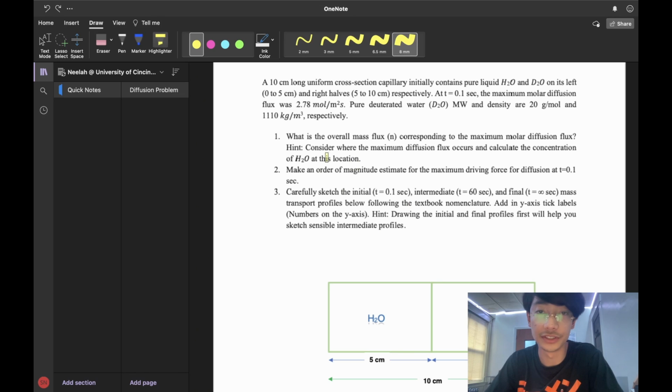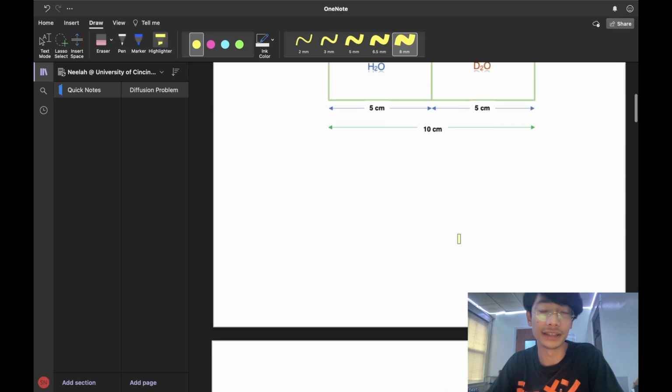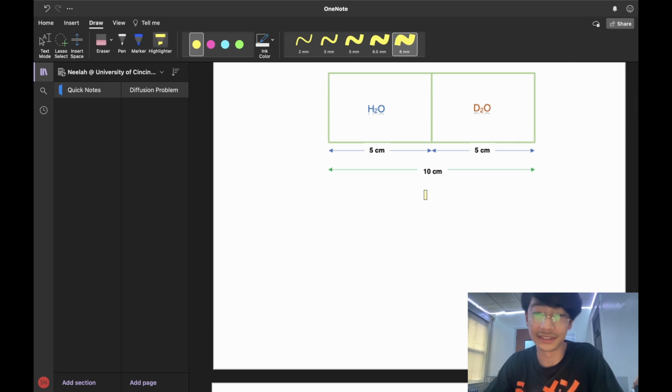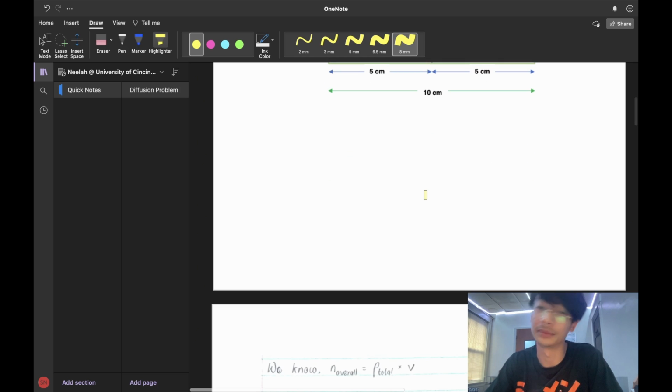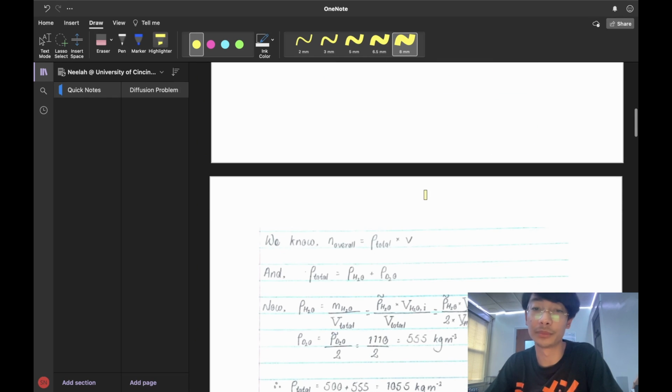So let's see what the first question wants us to do. It asks us, what is the overall mass flux corresponding to the maximum molar diffusion flux? What that's asking is that at time t equals 0.1 second, what is the overall mass flux? Before we jump into the problem, I'd like to clarify one thing that's very important for this problem. It's important to make a distinction between two things: first, the mass concentration, and second, density.